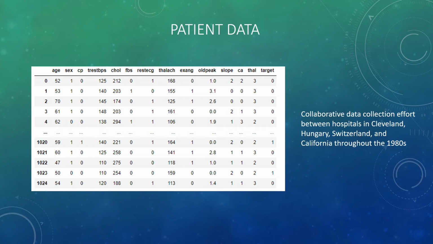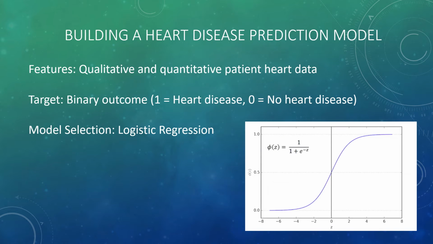In that target column, it's a binary outcome: a 1 meaning yes, that patient did have heart disease, or 0, no, they didn't. So we're going to see how accurate our model is. Like I said, our features involve qualitative and quantitative patient heart data to get a target of whether they do have heart disease or they don't. The model I selected was logistic regression. I figured that would be the best one, using probability to see whether the patient does or doesn't have heart disease. So let's see how good our model was.